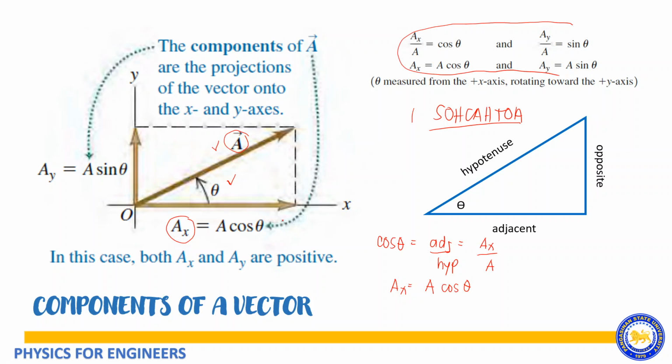So, for example naman, si y component. Ito si y component, diba? Pares lang yon. Pares sila ng magnitude, parallel lang din. So, ito ay pares lang nito.